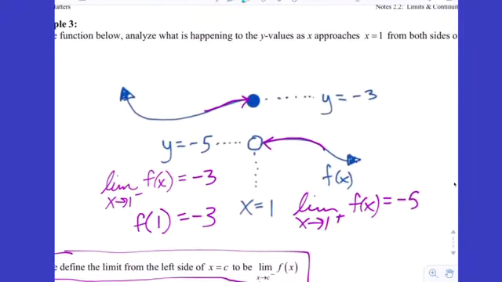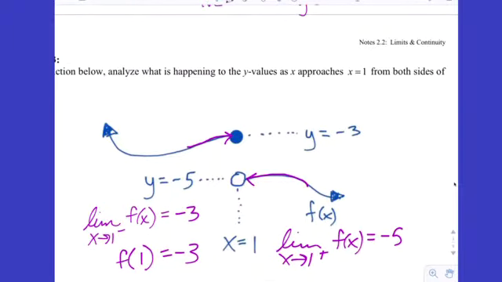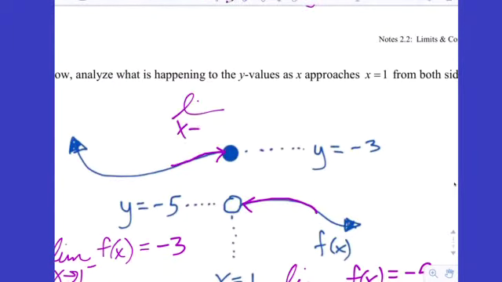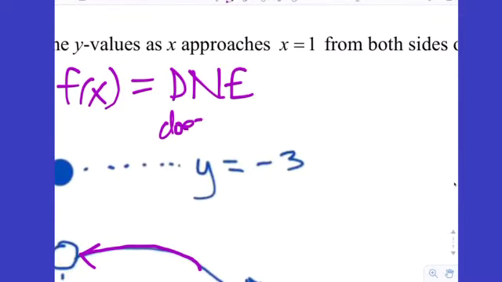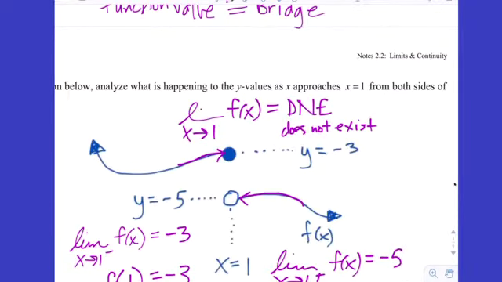Now, on the third one that we did for the jump discontinuity, the limit from the left was -3, the limit from the right was -5. Does -3 equal -5? No. So by the theorem, we would have to say the limit as x goes to 1, without the plus or minus, of f of x equals, and we'd have to write DNE. What does DNE stand for? Does not exist. By the theorem, the only time the general limit, which is without the plus or minus, is going to exist is if it's the same from both sides.